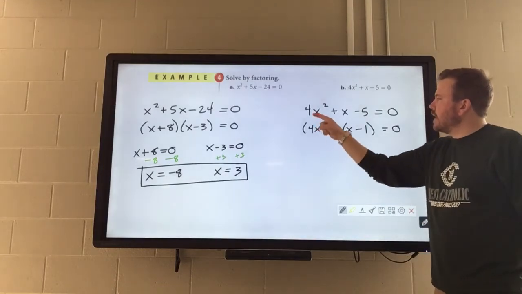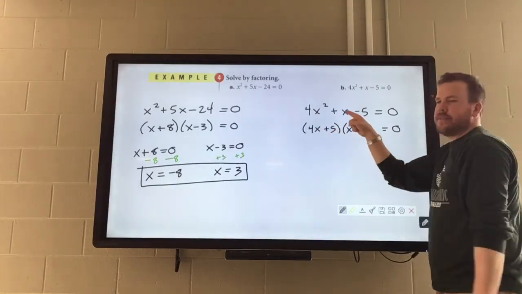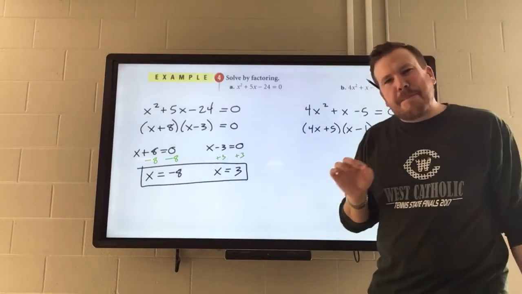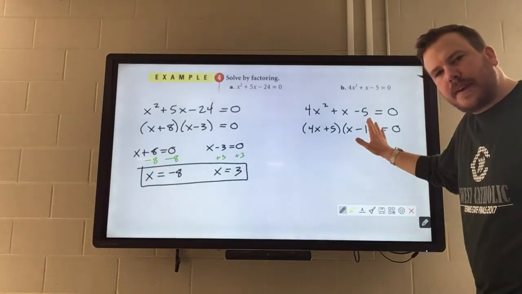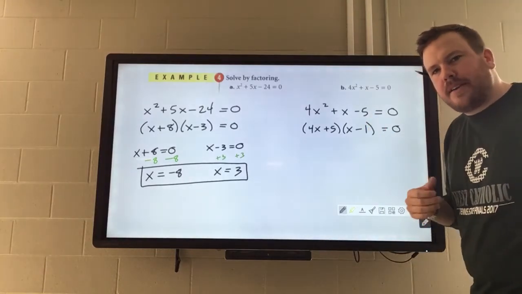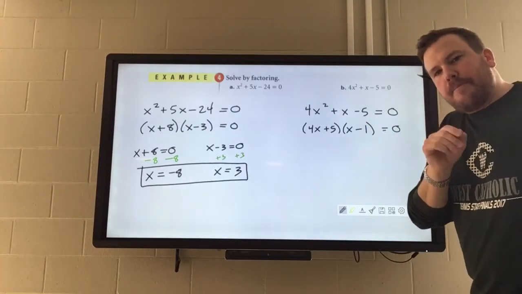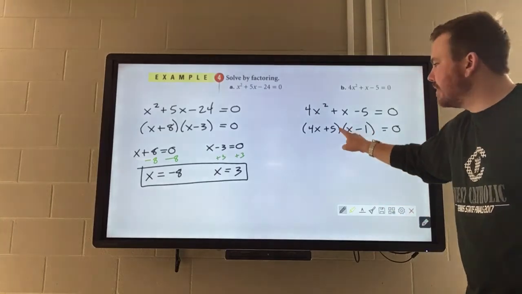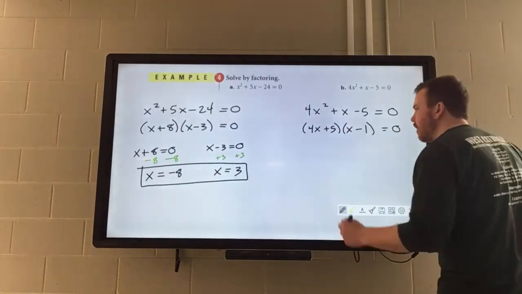4x times x is 4x squared, minus 4x plus 5x is 1x. 5 times -1 is -5. You may need to box method this one to factor. Whatever method you like better, go for that. But for today's lesson, what we're worried about is finding the zero. So what we need to do now is set each factor equal to 0 and solve.